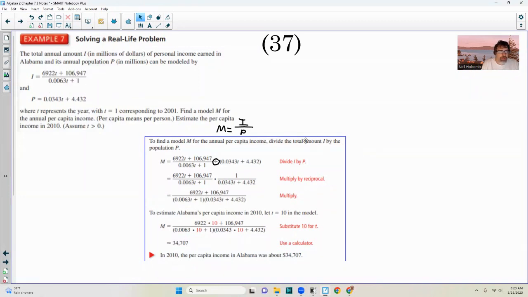Okay, so that's how you use formulas in the real world, real life situation, and we found a value for per capita income. Now you should be able to do problem number 37 in your exercises.